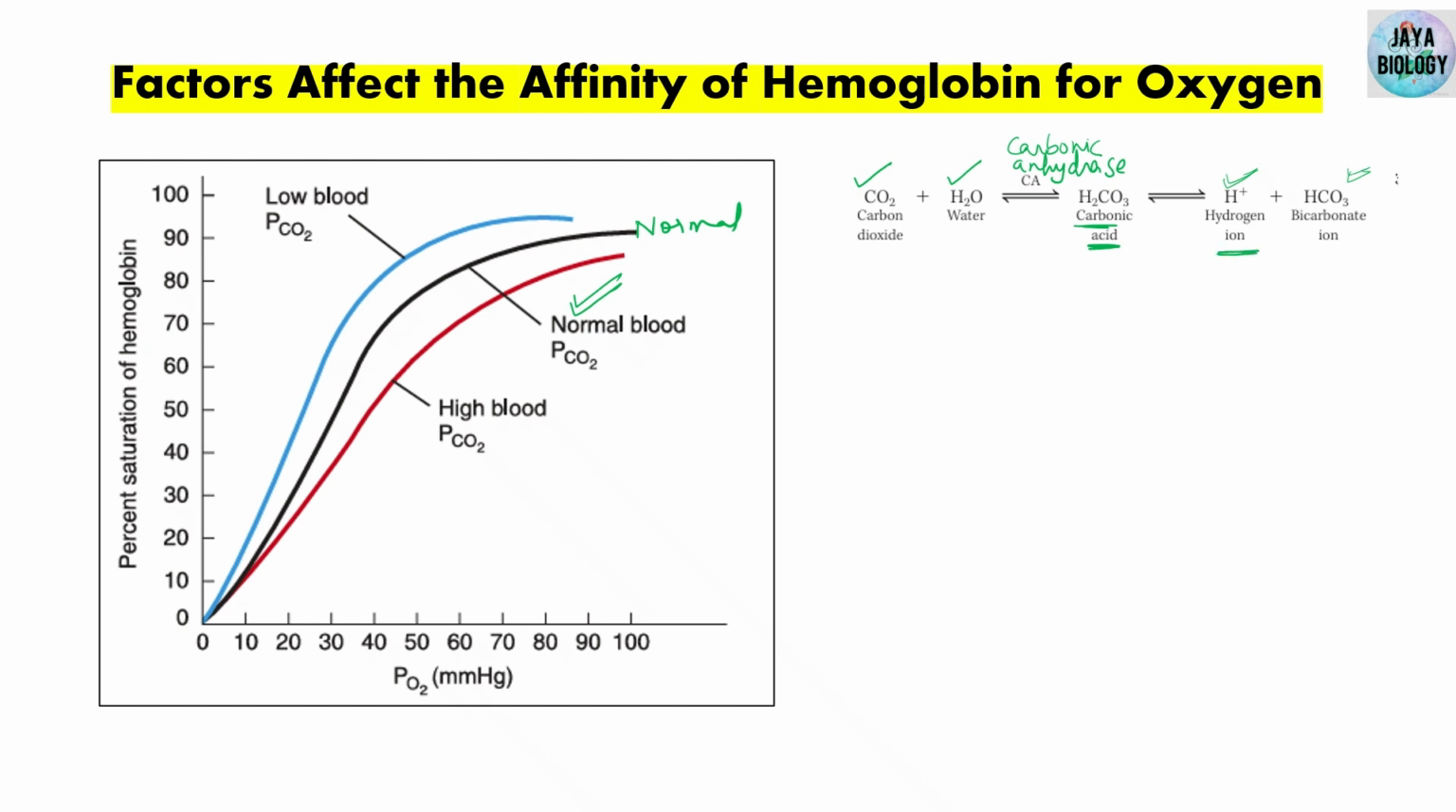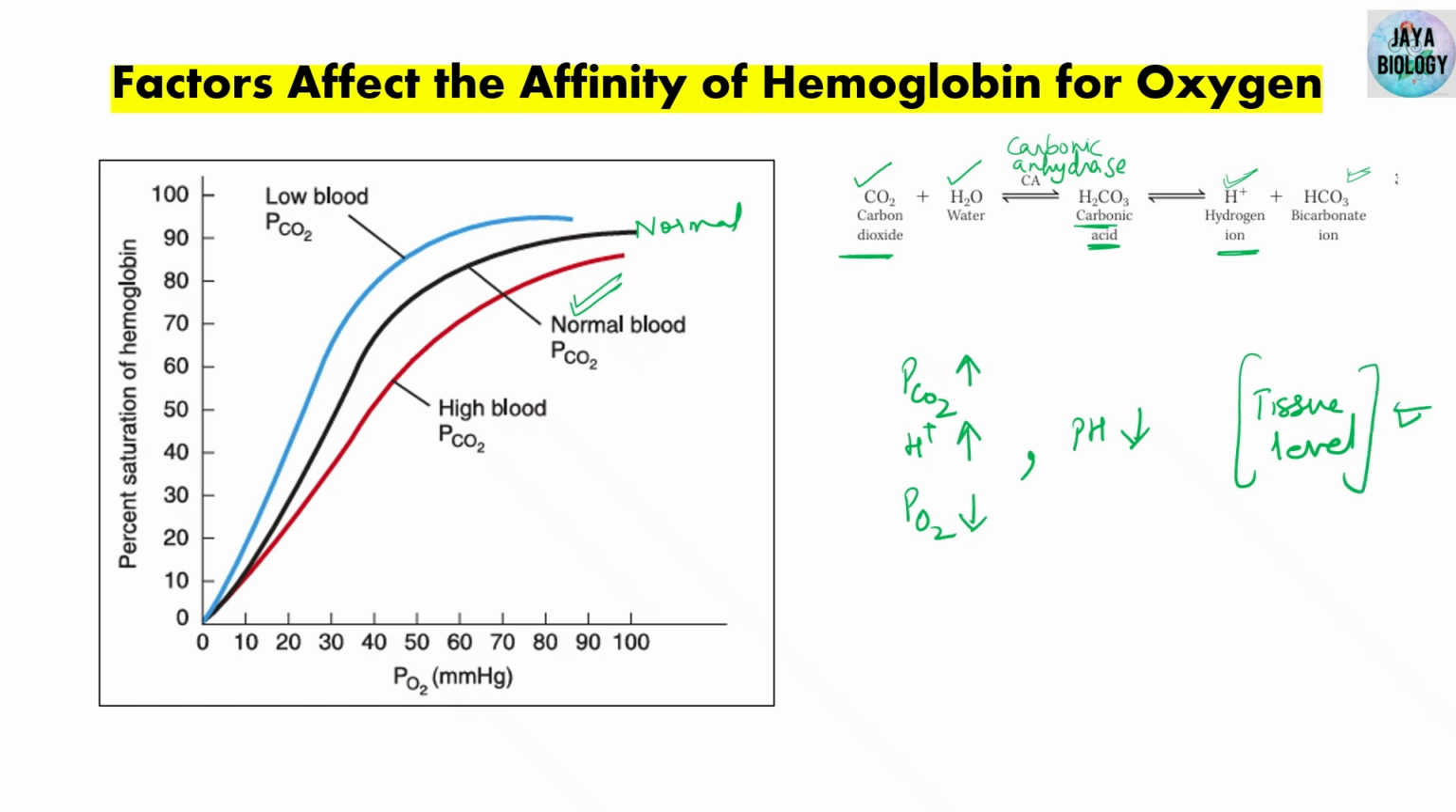So when H plus is increasing, it means carbon dioxide is increasing. So it means partial pressure of carbon dioxide is increasing, proton is increasing, partial pressure of oxygen is decreasing. Clear? If proton is increasing, it means pH is decreasing. Understood? All are linked, and you can see this condition at the tissue level.